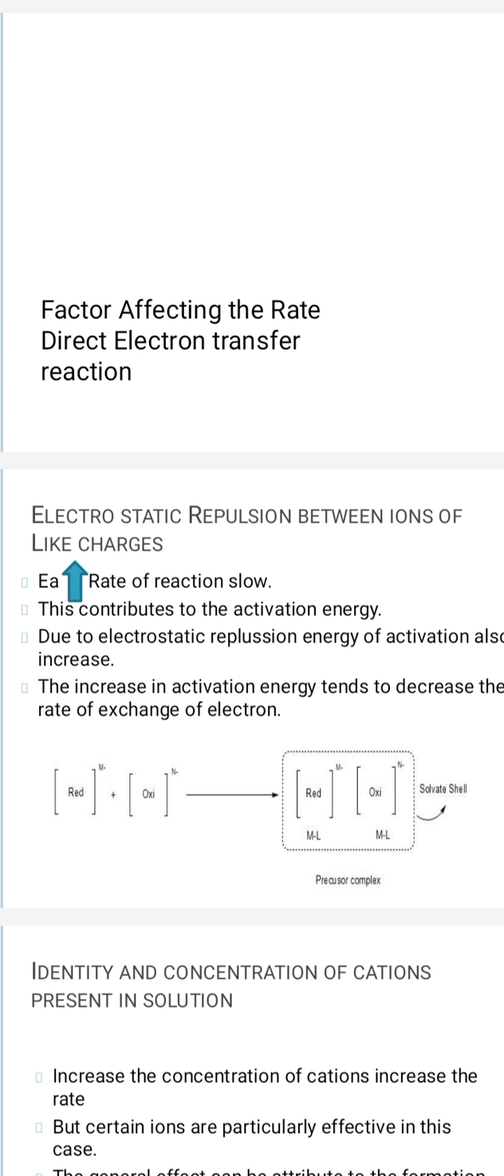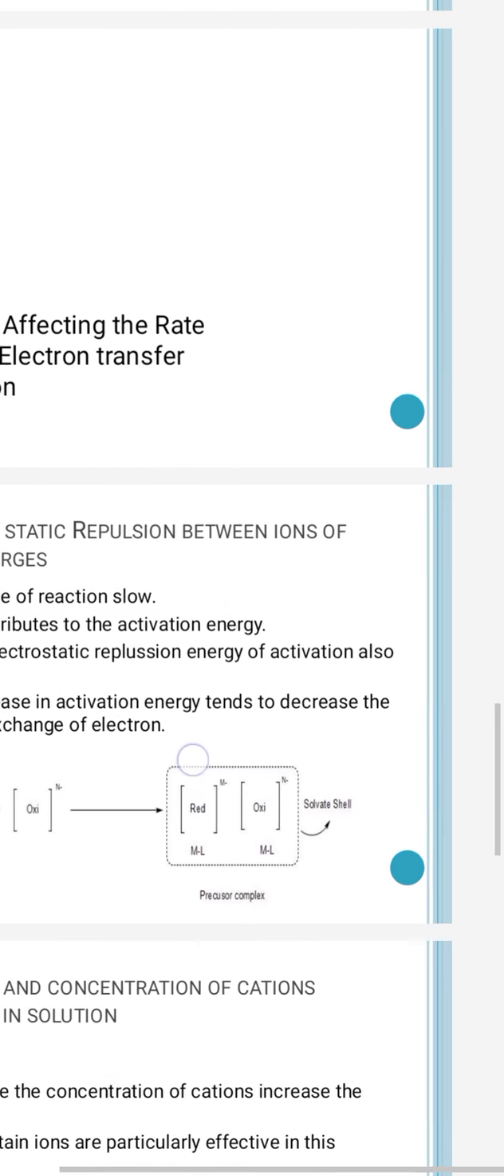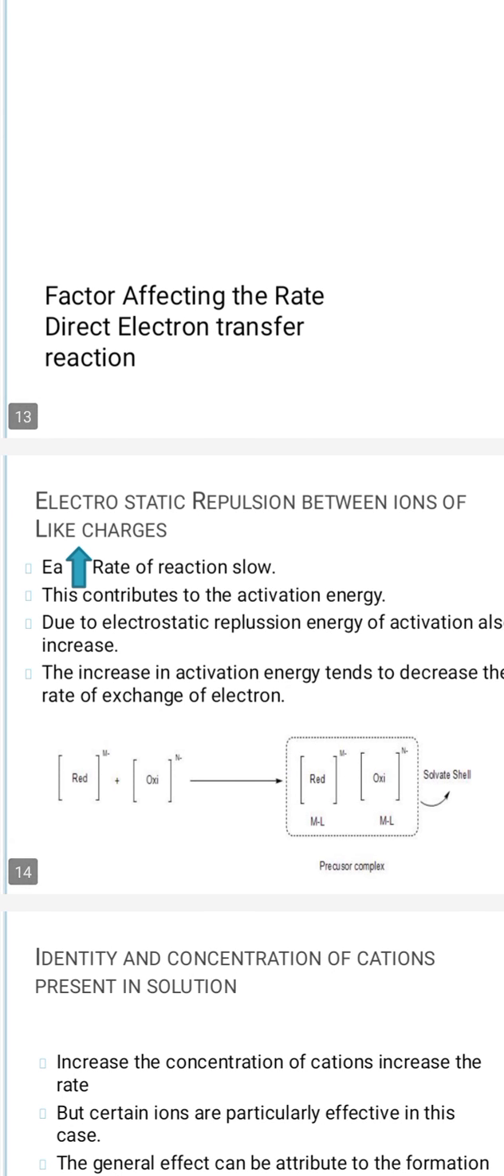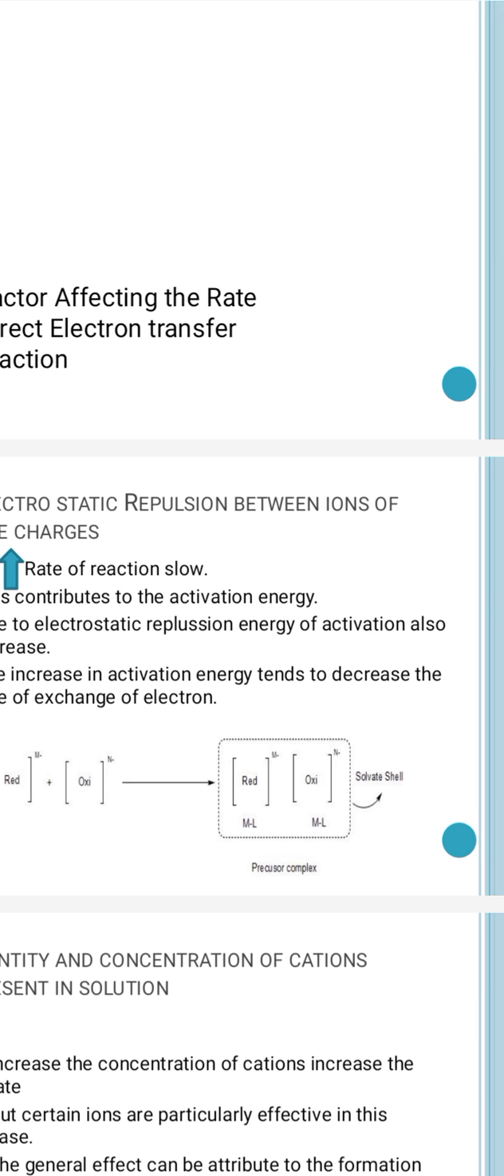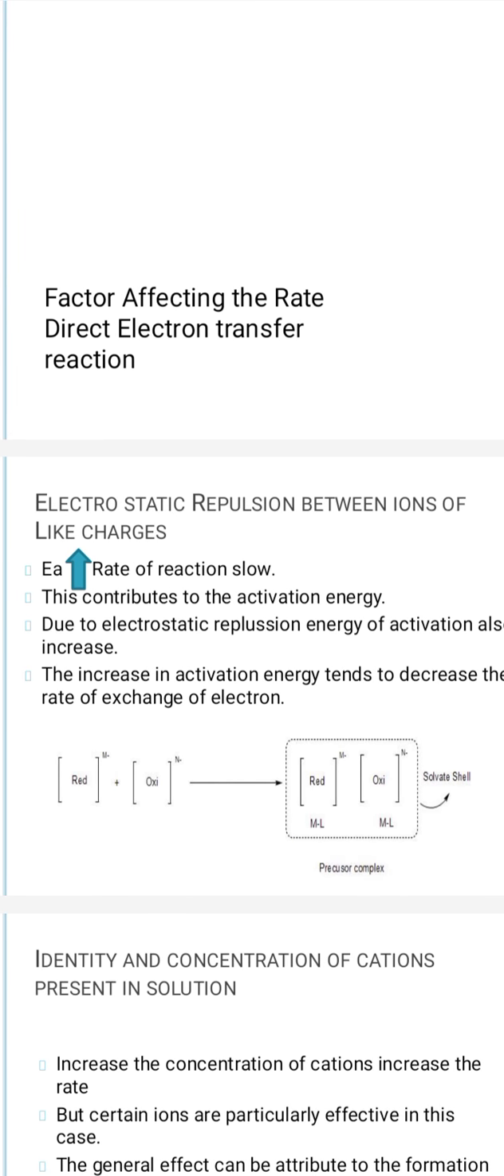When activation energy is increased, rate of reaction is slow. This is a simple concept. When activation energy is increased, the rate of reaction is slow. This contributes to the activation energy, and due to the electrostatic repulsion, the energy of activation also increases. Means when the electrostatic repulsion occurs, the activation energy also increases. The increase in activation energy tends to decrease the rate of exchange of electrons.